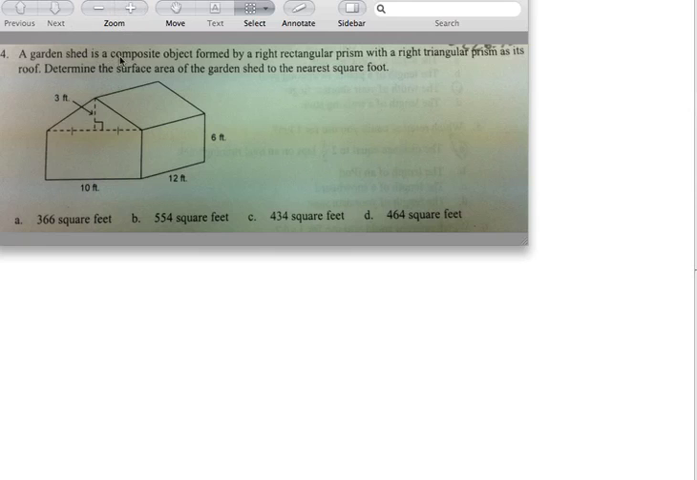Okay, a garden shed is a composite object formed by a right angle prism with a right triangular prism as its roof. Determine the surface area of the garden shed to the nearest square foot. So all we have to do is put all the formulas together.